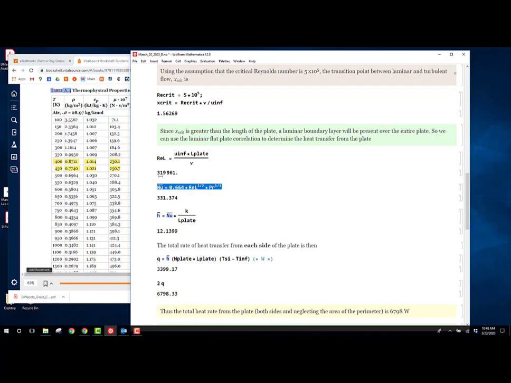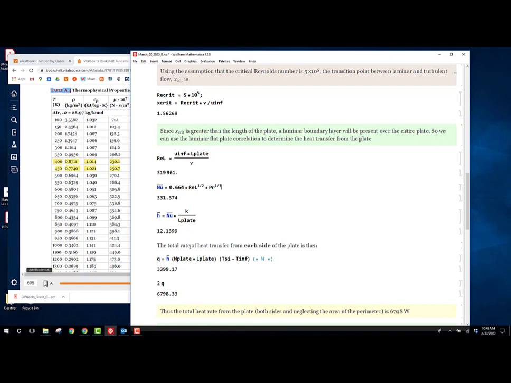So this would be read as 3.1 times 10 to the 5th, which is obviously less than 5 times 10 to the 5th. So we're laminar. We determine the average Nusselt number as 331. From the average Nusselt number, we can then get the average heat transfer coefficient as being 12.1. Again, I'm not putting units in here, but remember this is watts per meter squared per Kelvin.